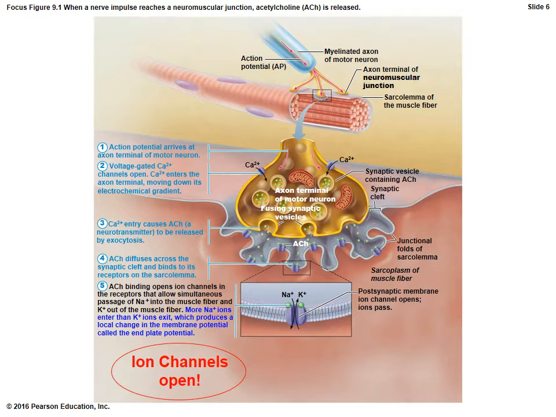An end plate potential means that that particular part of the cell is going to get excited. It's going to increase its membrane voltage. And by doing so, it's going to generate a response from the sarcolemma in a very localized way. So that is then what we call an end plate potential.